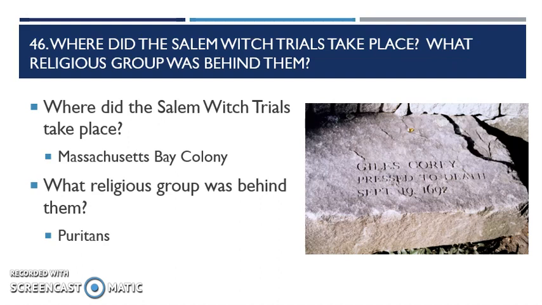Remember, the church leaders are also your people who run your government. So it's a theocracy. So when you're on trial, you are on trial in your court, but it's your church. So naturally, you're going to be found guilty. And so 19 people are killed, mostly women. You do have a male who is pressed to death. But as time goes on, it gets a little too crazy and wild. So the governor steps in and puts an end to it.